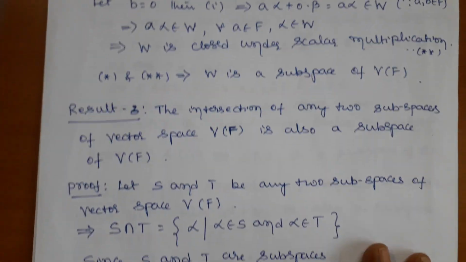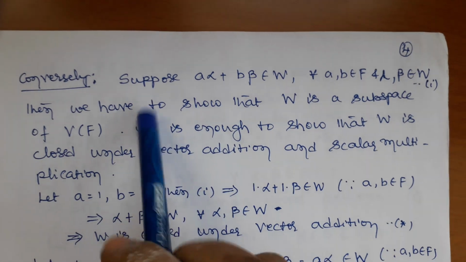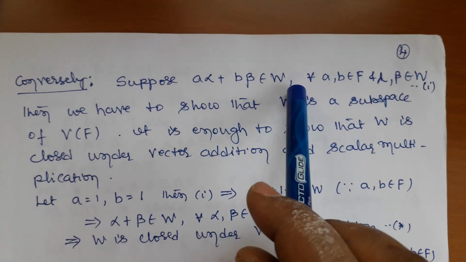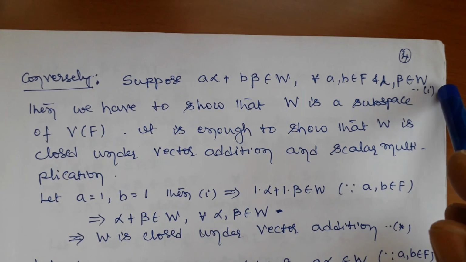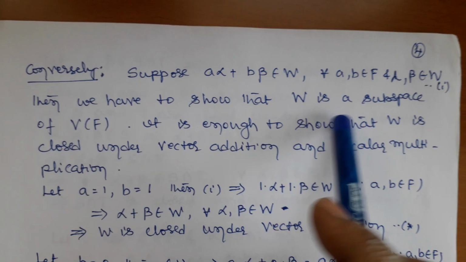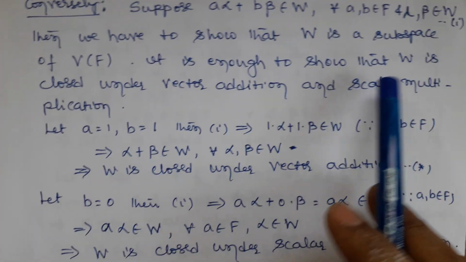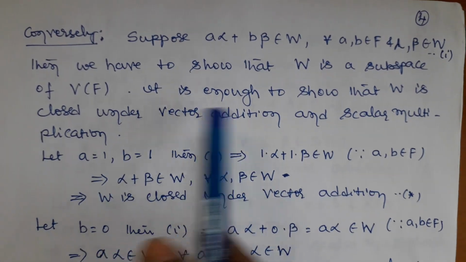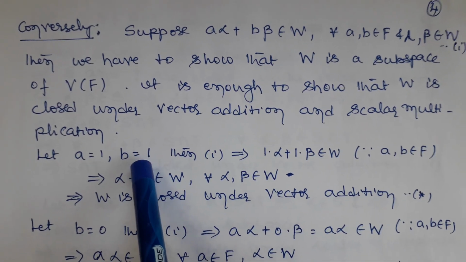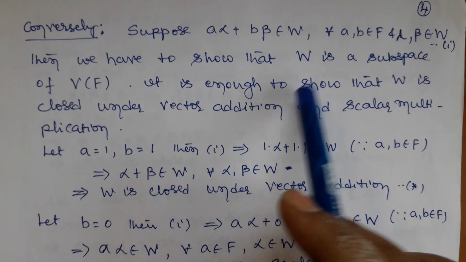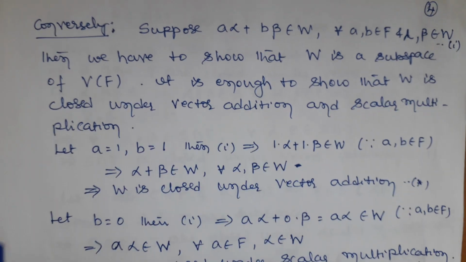Moving to the converse part. Suppose a alpha plus b beta belongs to W for every a, b belongs to F and alpha, beta belongs to W. Then we have to show that W is a subspace of a vector space over a field F. It is enough to show that W is closed under vector addition and also scalar multiplication, because you know that in the first result, whenever I have to prove a subspace, it is enough to show that the non-empty set is closed under vector addition and scalar multiplication.